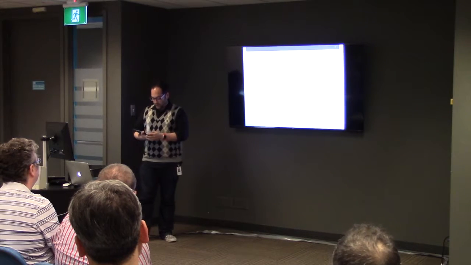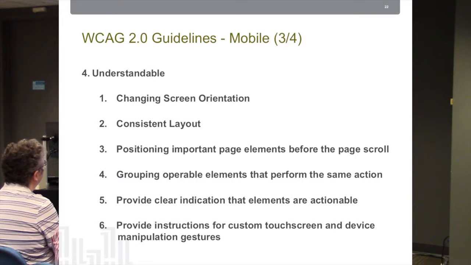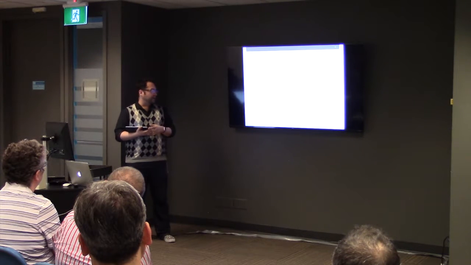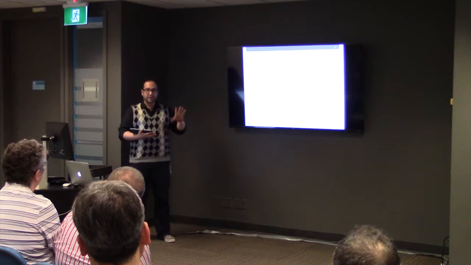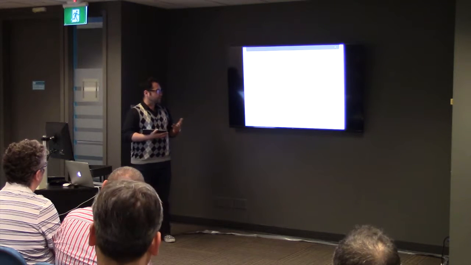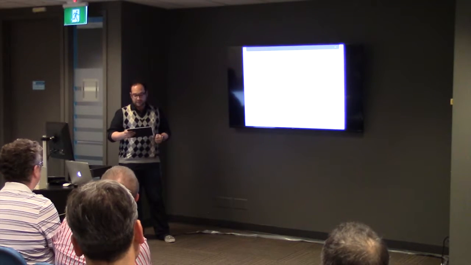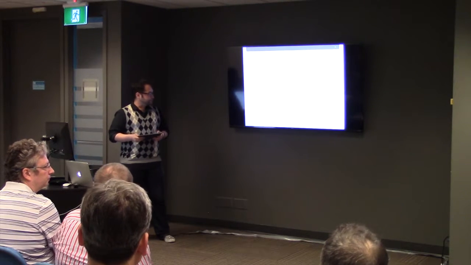The next one is for positioning important page elements before the scroll. Again, it's so that anything that's really critical for people to use is right there, because if something is below the fold, if someone can't see the screen, they won't know to find that. And that's a really critical thing, to make sure that you put all of the most important controls at a place that's immediately present on the screen.